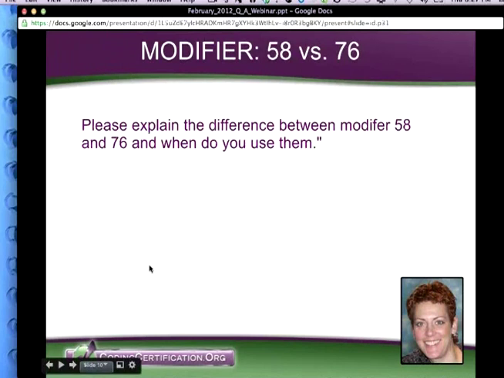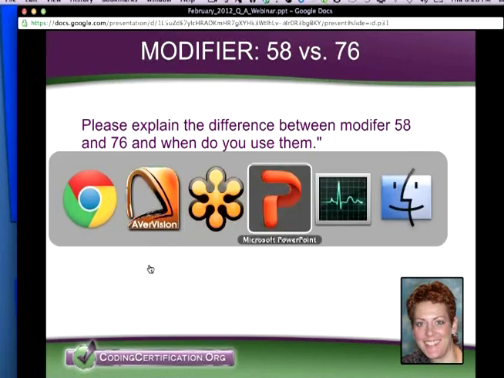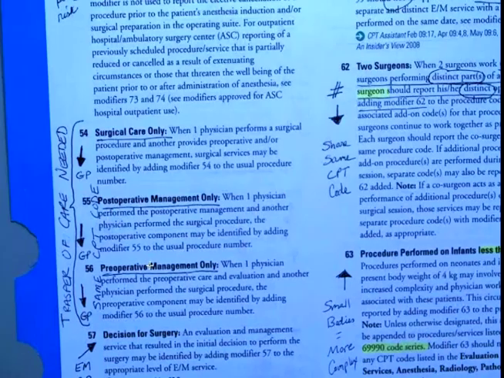Okay, modifier 58 versus 76. Let's do document camera again. Now, in your CPT manuals, the professional version, the modifiers in their full form live on page 567, Appendix A. So I'm going to take you to modifier 58. Get my camera ready here. Oops. There we go.